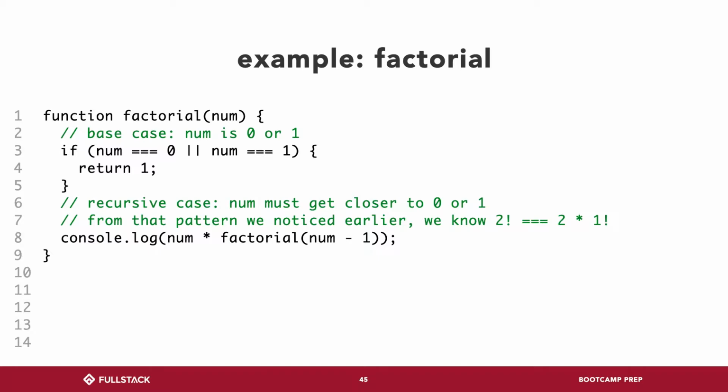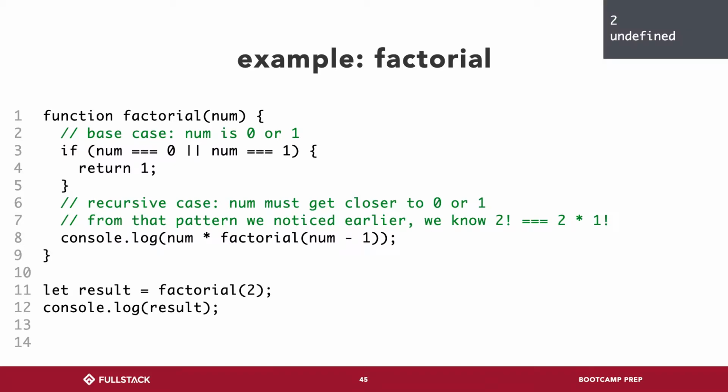So to get the correct factorial, because before we just proved that it gets 1, right? But we need to get that number times that. So to do this, now we will console log and we see that 2 is correct, right? So the num obviously gets closer to 0 if we were to call it again with a higher number, right? And from that pattern we noticed earlier, we know that 2 factorial is equal to 2 times 1, right?